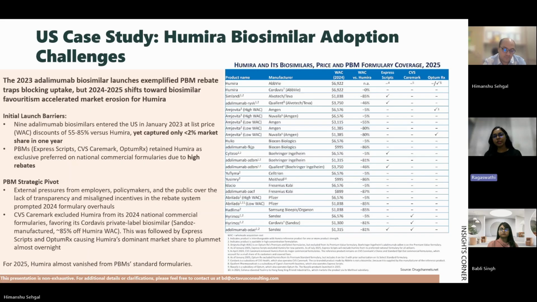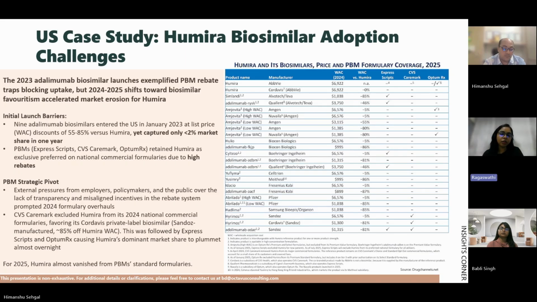Here I wanted to talk about the adoption challenges. We talked about the rebate walls in the previous slides, like how the innovator biologic companies are trying to secure their place in the formulary and delaying the biosimilar into the market. This happened particularly with Humira, adalimumab. After the patent expiry, almost 9 biosimilars entered the US market in 2023. But at the end of the year, all we could see was that the market uptake was less than 2%.